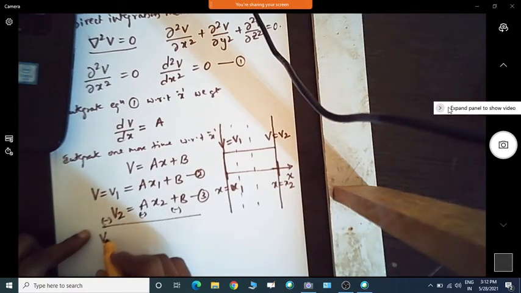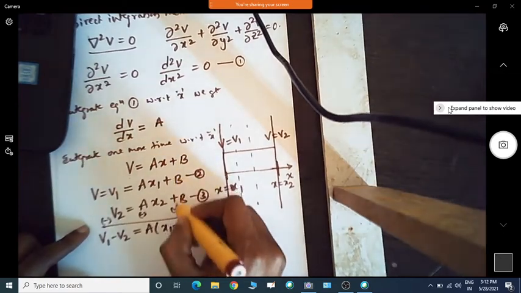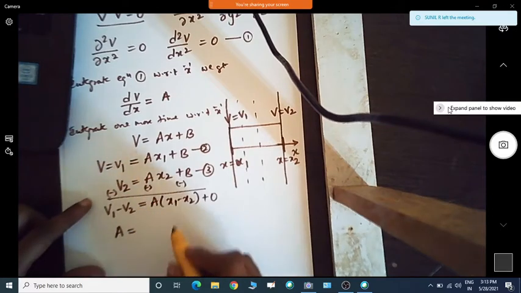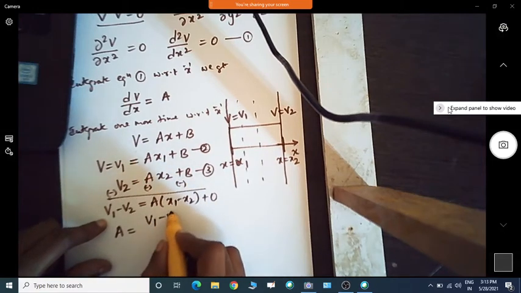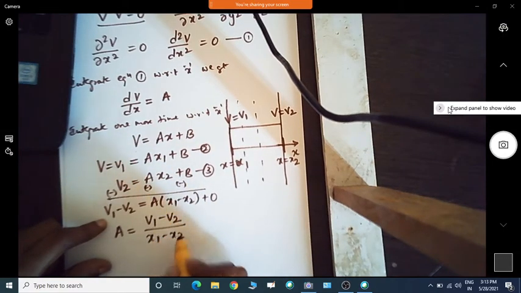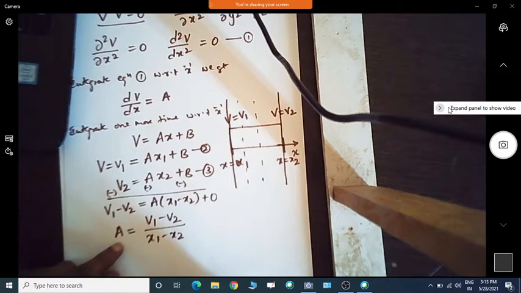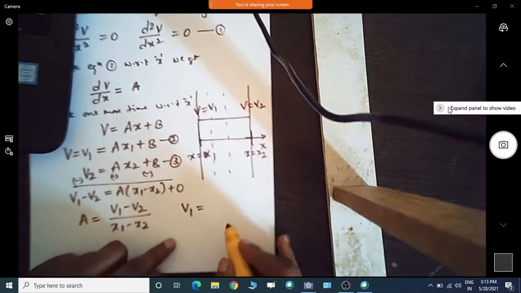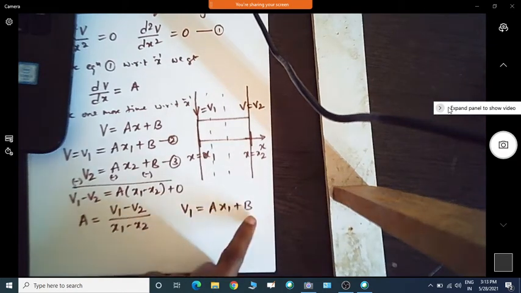We will get v1 minus v2, which is equal to a into x1 minus x2, the b terms cancel each other, plus 0. So now we get the constant a with respect to the potential and the variation of x: a equals v1 minus v2 divided by x1 minus x2. So that is the constant a we have arrived at. Now if we substitute a into any one of these equations, let us take the equation v1 equal to ax1 plus b, we will get b.